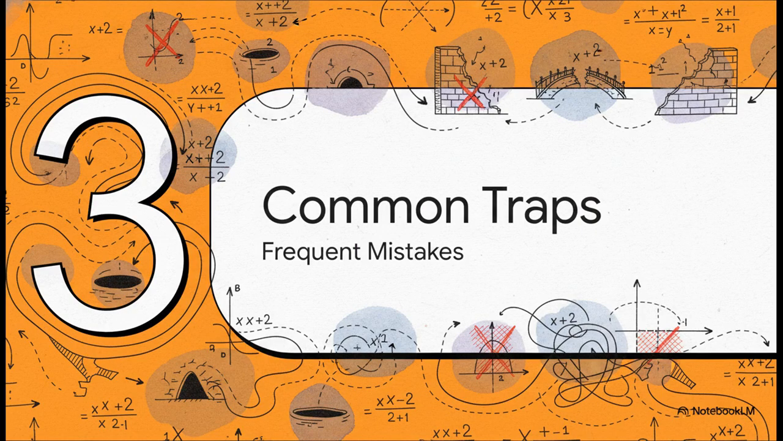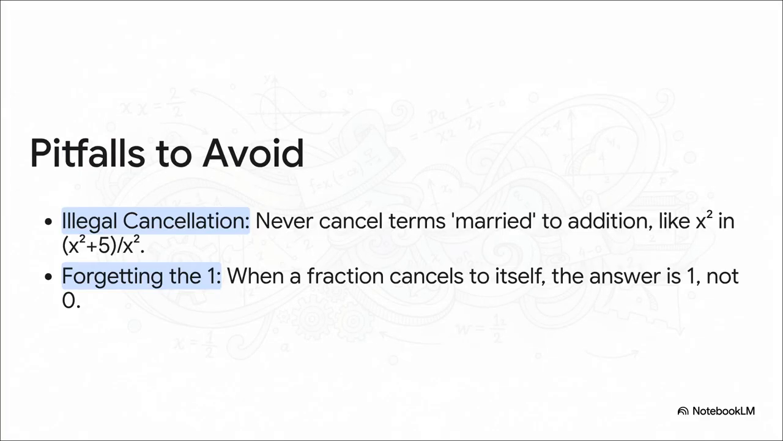Okay, so now that you've seen the right way to do things, let's talk about the most common ways people mess this up. Avoiding these two traps is going to save you a ton of points on your next test, I promise. Just to really hammer this home, mistake number 1, illegal cancellation. You cannot cancel the x squareds in that example because the one on top is a term. It's married to that plus 5. You have to factor first.